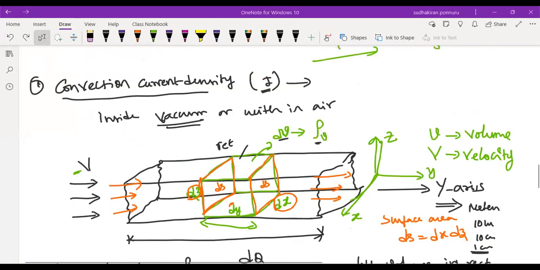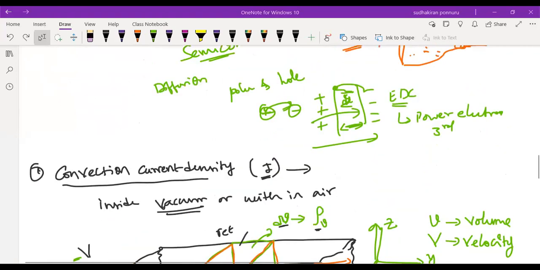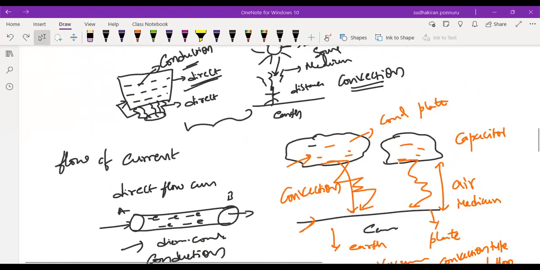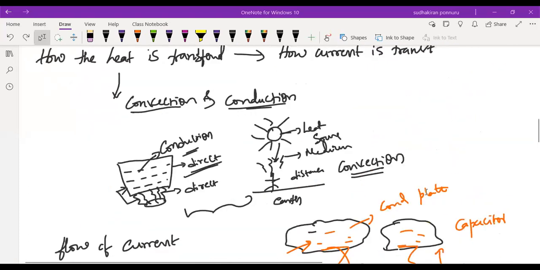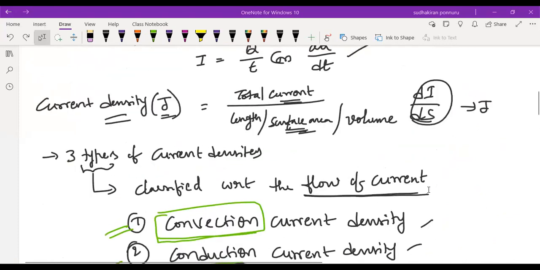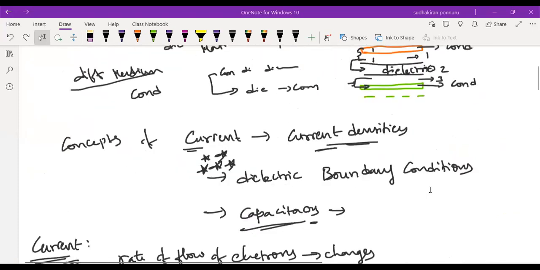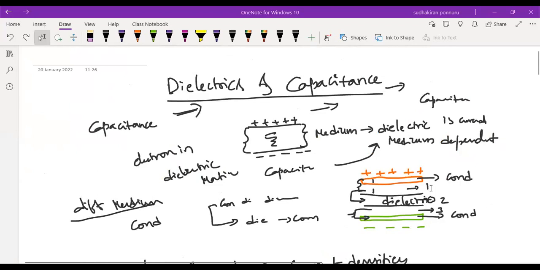So, just recollecting our previous class. We are in the chapter of dielectrics and capacitance. We have seen the basic introduction yesterday, and why we are concentrating on dielectrics before having an idea on capacitance.